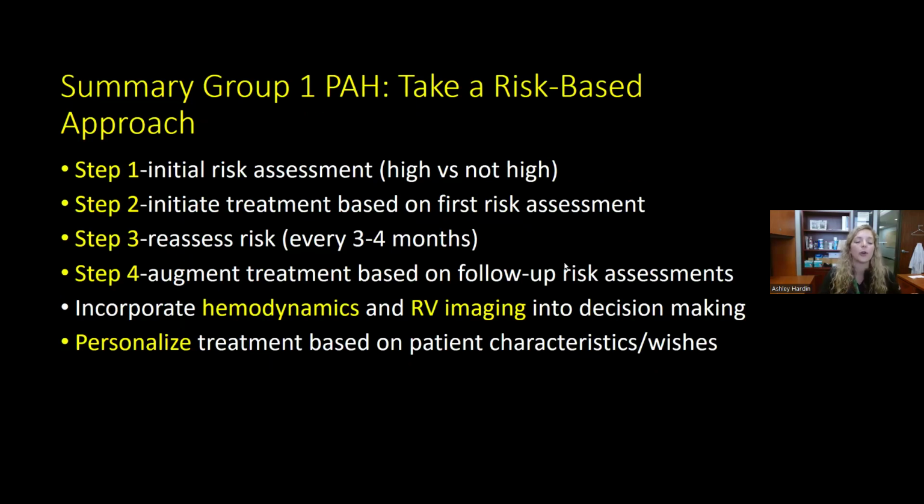Okay, so a summary of group 1 PAH: take a risk-based approach. Step 1, initial risk assessment. Are they high or are they not high risk? You do your treatments based on that. Step 2, they're following up. You're initiating treatment based on the first risk assessment. Step 3, you're reassessing that risk 3 to 4 months later. Step 4, you're augmenting treatment based on their follow-up risk assessment. Don't forget to incorporate hemodynamics and RV imaging into decision-making, and then personalized treatment based on patient characteristics and wishes. Lots of risk-benefit discussions and patient-centered approaches.